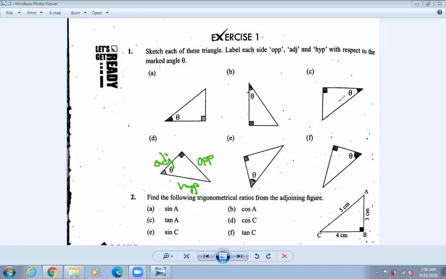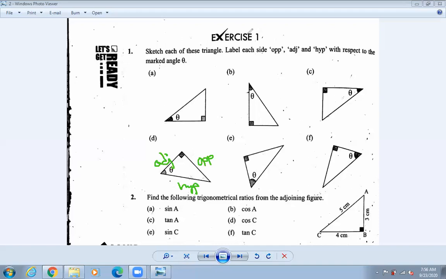Opposite of 90, it is called perpendicular. Sorry, hypotenuse. Opposite of 90 is called hypotenuse. So opposite of theta, that looks like O, is called opposite. Opposite of theta is called opposite. Okay, so in that way you can memorize.